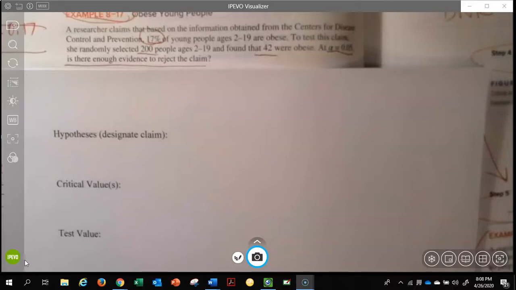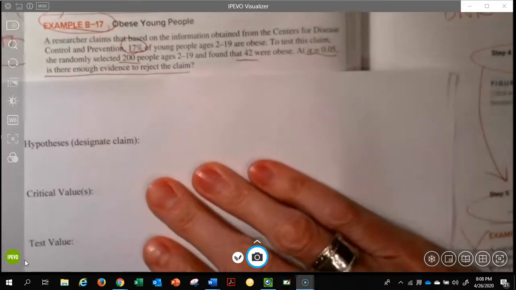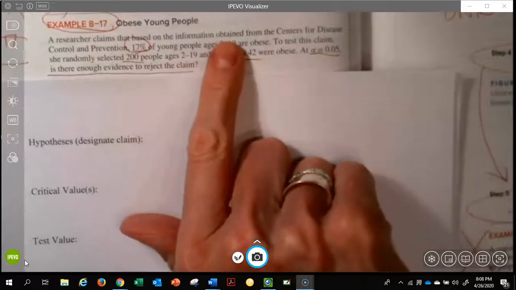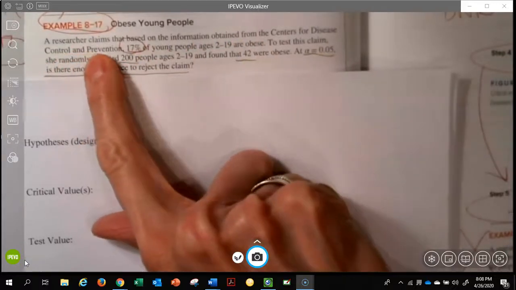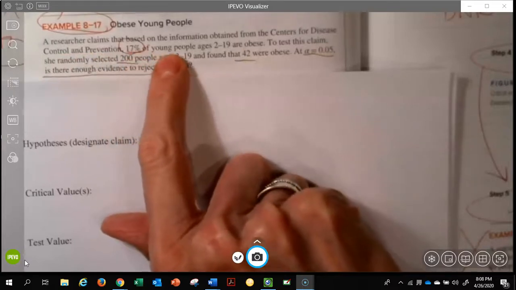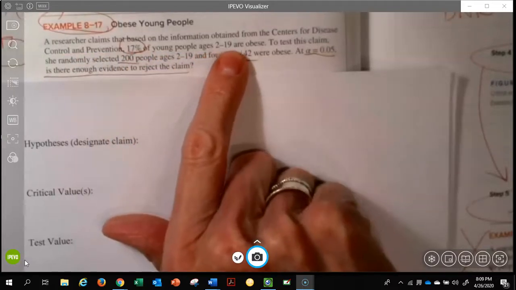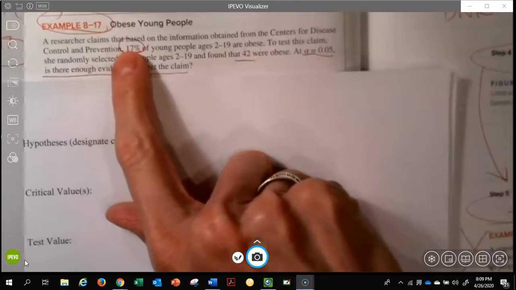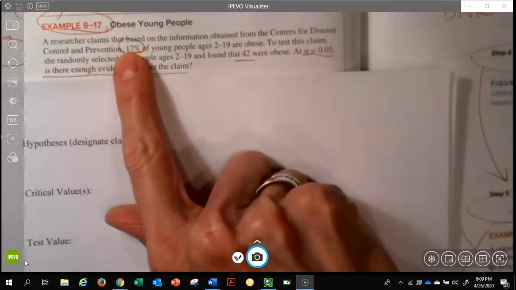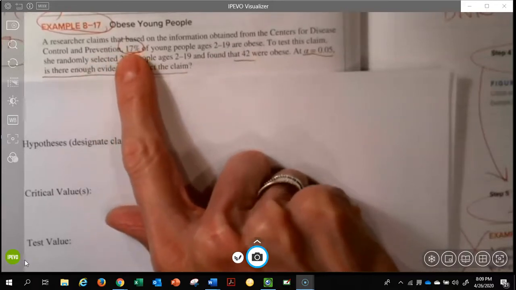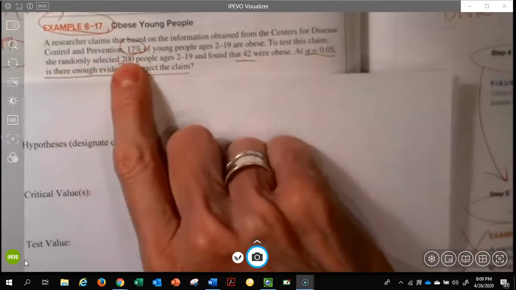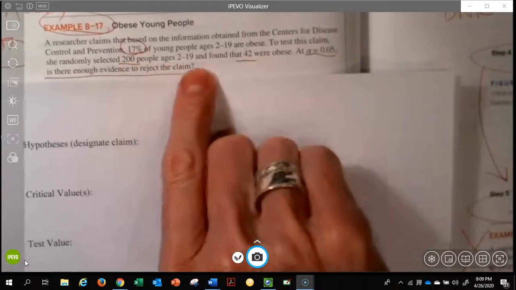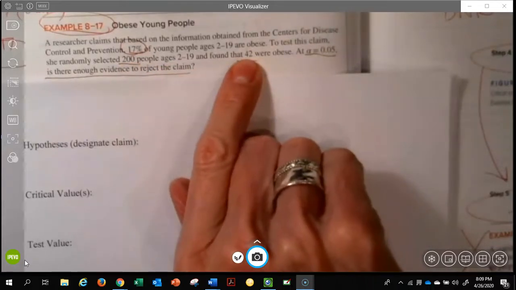So let's practice again. A researcher claims that, based on the information obtained from the Centers for Disease Control, we've heard the CDC a lot lately, 17% of young people 2 to 19 are obese. There's our population statistic. That is our proportion. To test this claim, she randomly selected 200, that's our n, and found that 42 of those were obese.